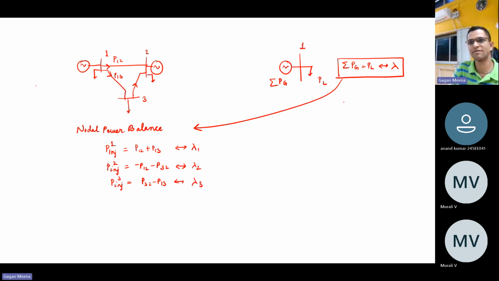So here there is only one Lagrange multiplier. Here we have three, and they will also give us the locational marginal pricing. So if lambda, when will lambda 1 be equal to lambda 2 equal to lambda 3? Under which condition will this happen?